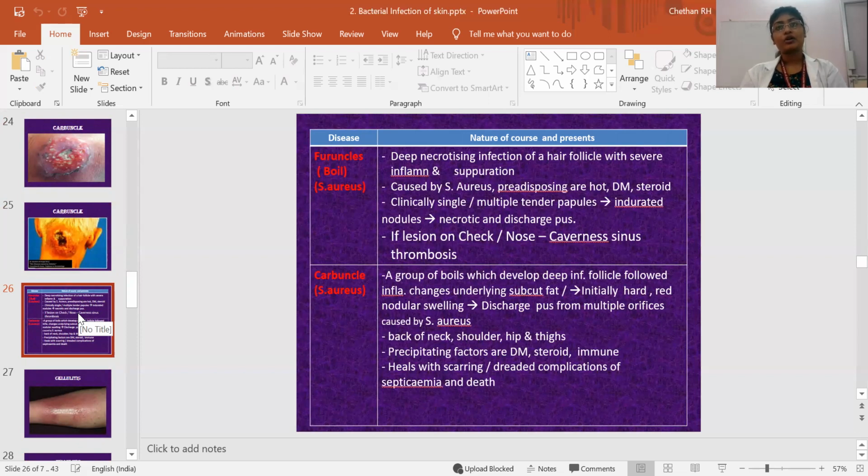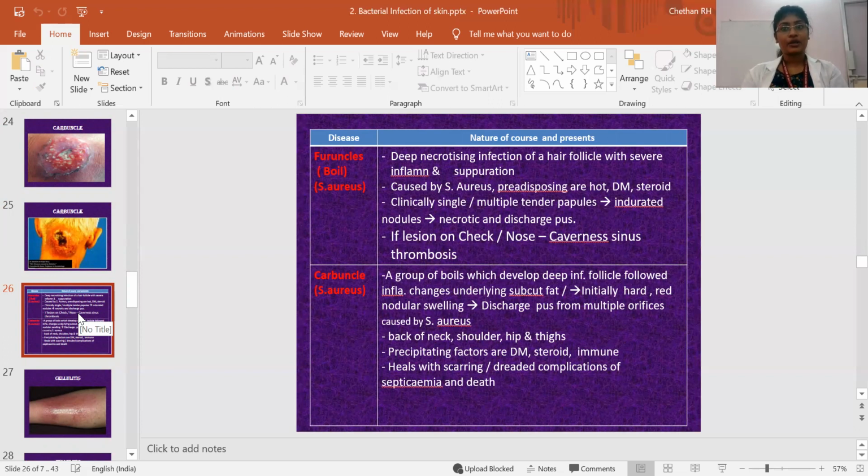Clinically, there will be single or multiple tender papules and there will be induration present. Then indurated nodules will be present, which become necrotic, and discharge of pus will also be seen. And if the lesion is on the cheek or the nose, it can lead to cavernous sinus thrombosis, because this is known as the dangerous area of the face. So whenever you see a boil in the cheek or in the nose, it can lead to cavernous sinus thrombosis. So that's all about furuncles.